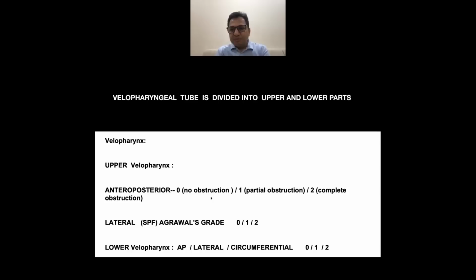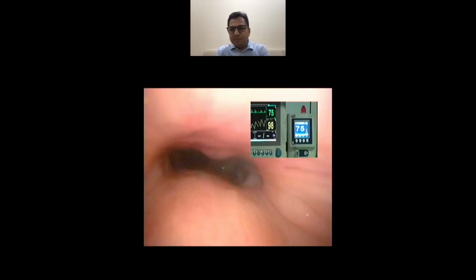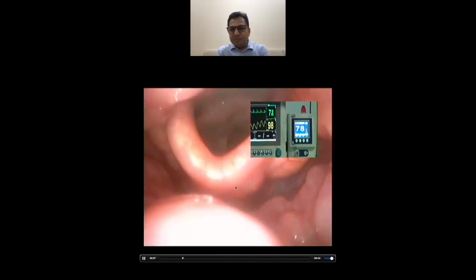Lower velopharynx is what VOTE classification classifies at AP, lateral, circumferential, because 90% of the time it is the lower velopharynx which is collapsing. But 5 to 10% of the times, it is also the upper velopharynx which can collapse, and which is what we have also incorporated in our system. So if only the lower part of the velopharynx is collapsing, the upper part is not collapsing, you can simply call it a funnel kind of collapse, which is the most common type of collapse. You saw that this is a funnel kind of collapse, and 90% of the collapses are like that.